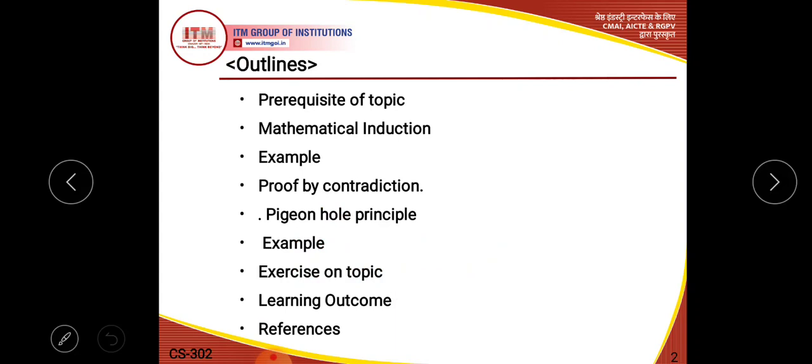Here are some outlines of this video. First is prerequisite of topic, second one mathematical induction, third one example based on mathematical induction, prove by contradiction, after that pigeonhole principle, example of pigeonhole principle, exercise on these topics, learning outcomes and references. So, these are the outline on which we discuss today one by one. So, let us start our video.